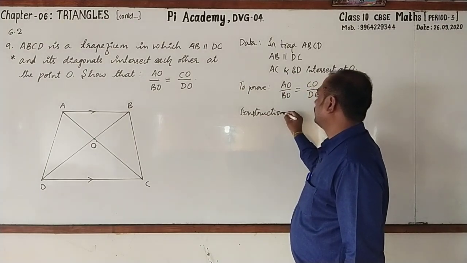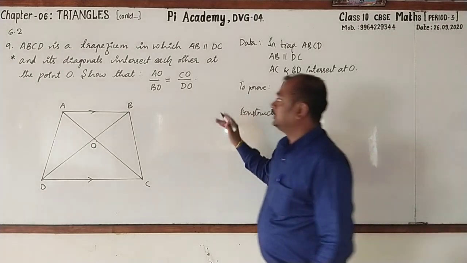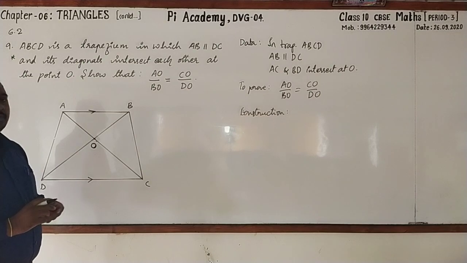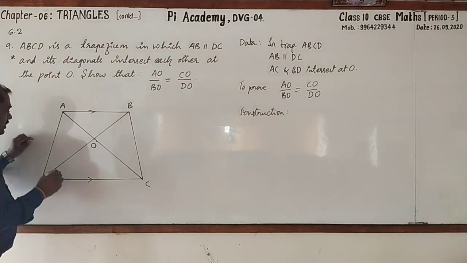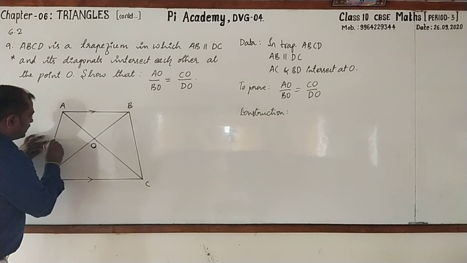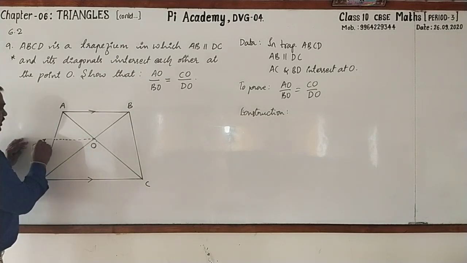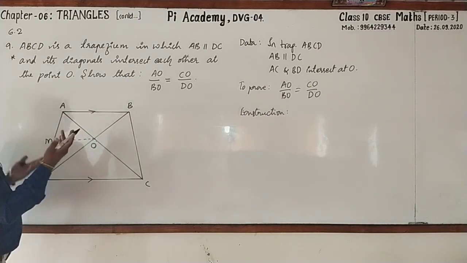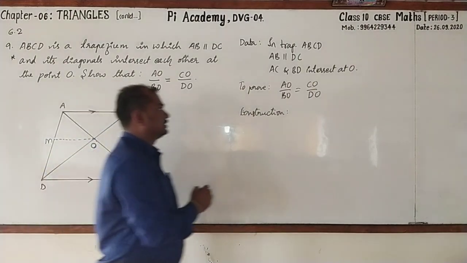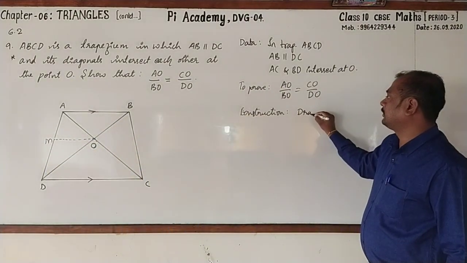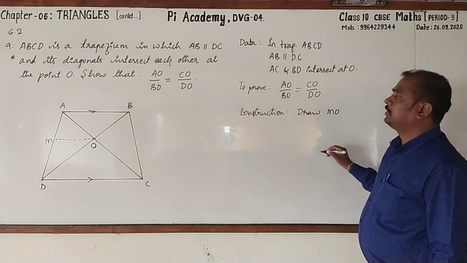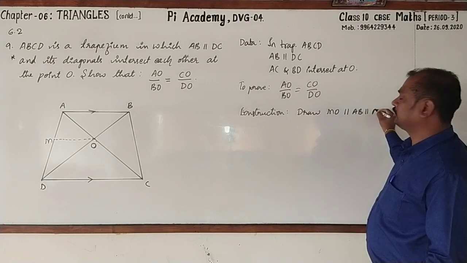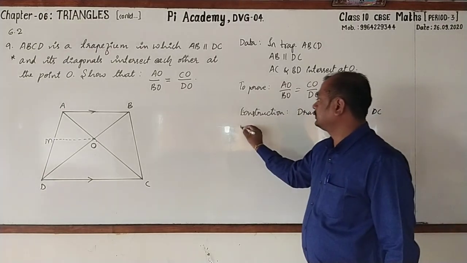Just now you have come to know why construction is necessary. Here they have given the ratios. To get the ratios, there must be a line which is parallel to a side. Hence, I go for drawing a line. Call it as MO, parallel to either DC or AB, however we want. Yes, here, draw MO parallel to AB, obviously which is parallel to DC. Next, proof.